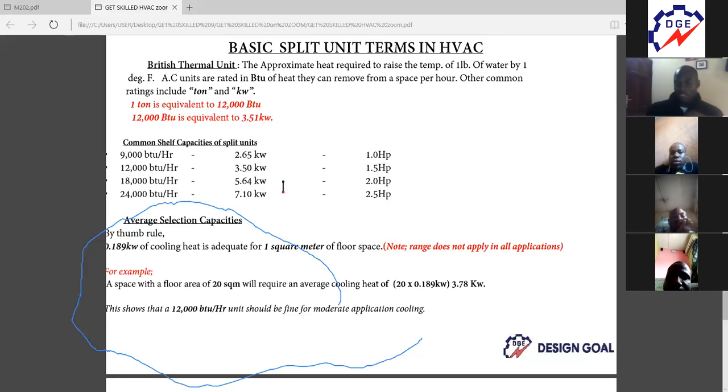In some units you see 3.50, in some units you see 3.54, in some units you see 3.32. What that tells you is, if my Daikin unit says 3.32 kilowatts, they are telling you that their unit will provide 3.32 kilowatts of cooling.